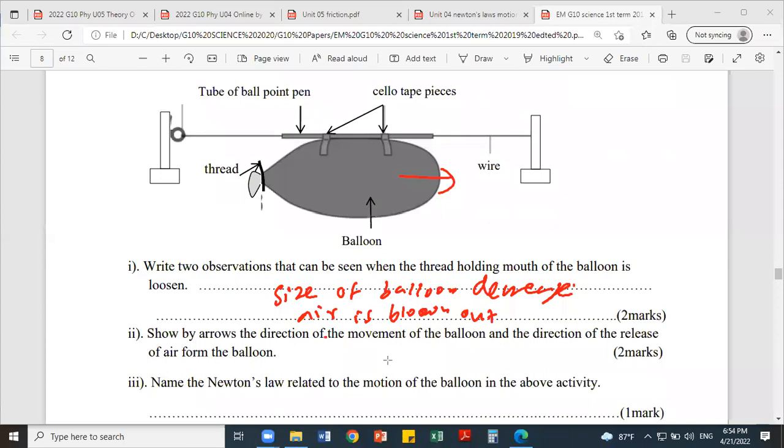Or else you can do this also. You can keep this at an angle, slightly inclined like this. You can keep the wire or the thread slightly inclined, like that.